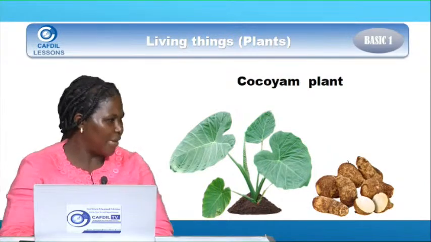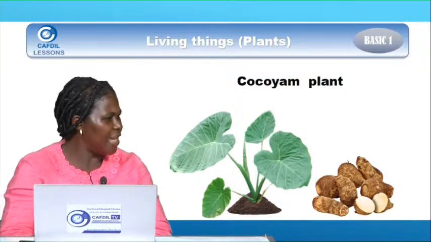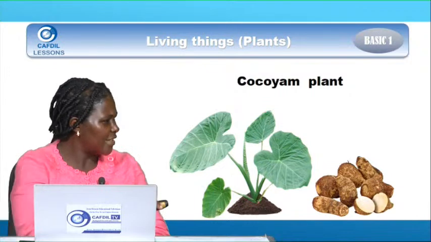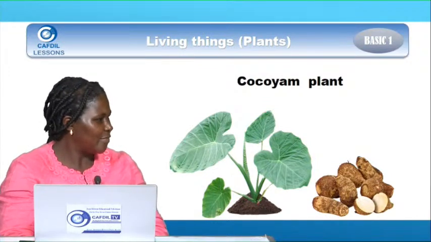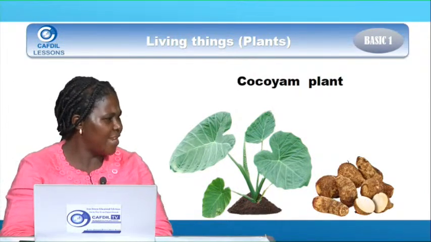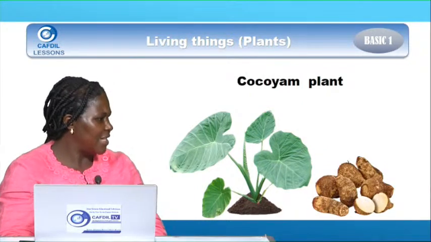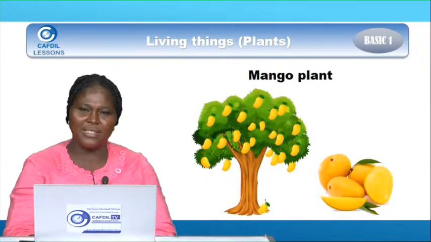Cocoyam plant. And the cocoyam plant is also seen in the soil. And this one is black soil. Black soil. So the black soil contains so many nutrients that the plants feed on it. And there is water too in the plants.